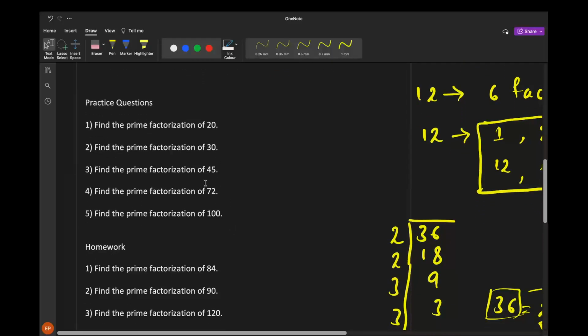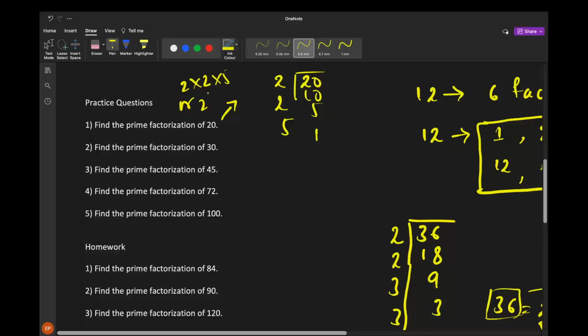Here are some practice questions. Find the prime factorization for 20. Find it. 20, 2 10s are, 2 5s are, 5 1s are. So we can write 20 as 2 into 2 into 5, or 2 square into 5 power 1. For 30, do it for 30. 2 15s are, 3 5s are, 5 1s are. Means we can write 2 into 3 into 5.